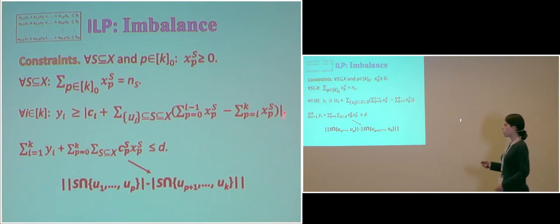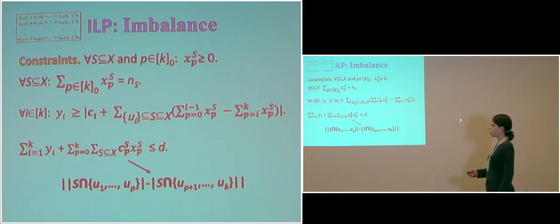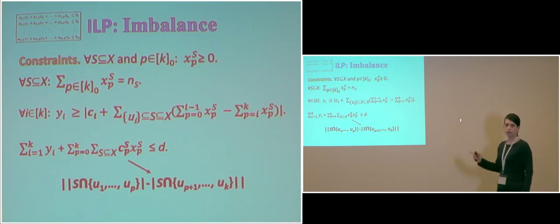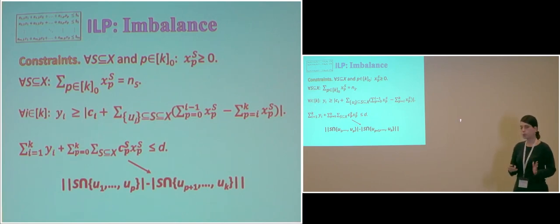So we have here exactly the imbalance that we want. We looked at all of the vertices of the vertex cover as well as all of the vertices in the independent set, and we request that to be at most D. So this is precisely our problem. We managed to encode it.